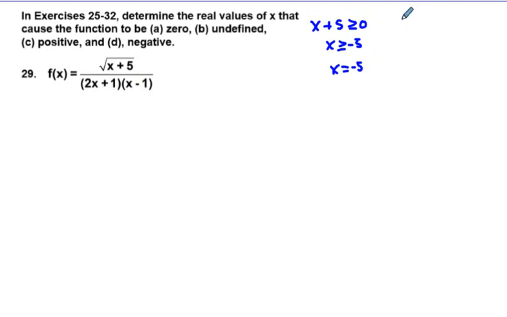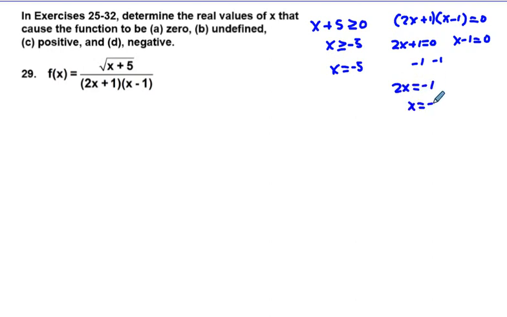And for the denominator, we have quantity 2x plus 1 times quantity x minus 1 equal to 0. So we have 2x plus 1 is equal to 0, and x minus 1 is equal to 0. And then subtract 1, we get 2x is equal to -1, and x is equal to -1/2. So that's one of our critical numbers. And then x equals 1. So we have -5, -1/2, and 1 being our critical numbers.